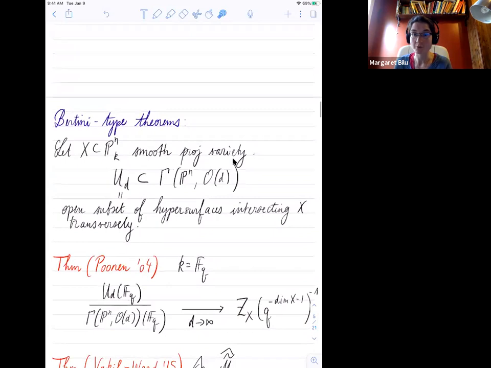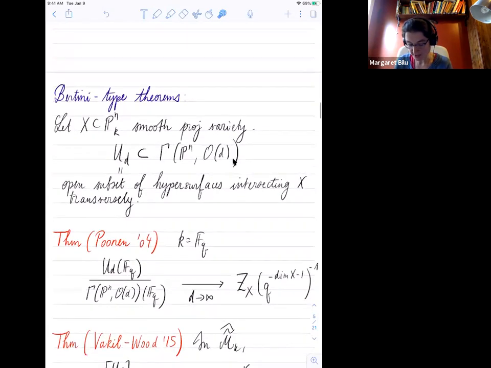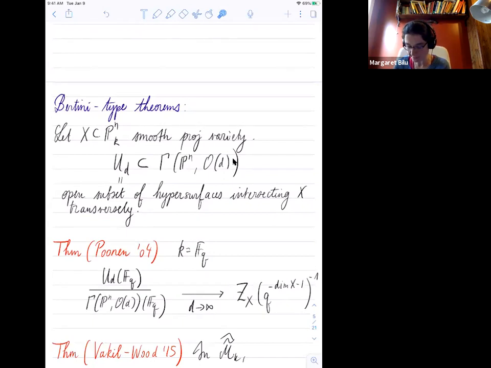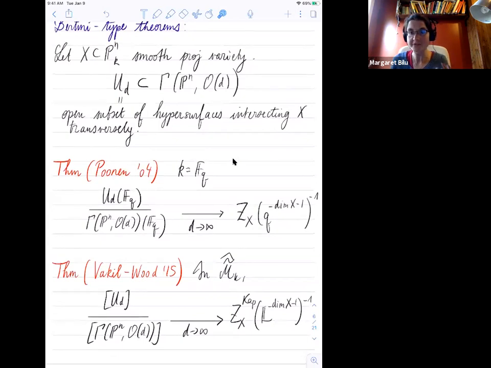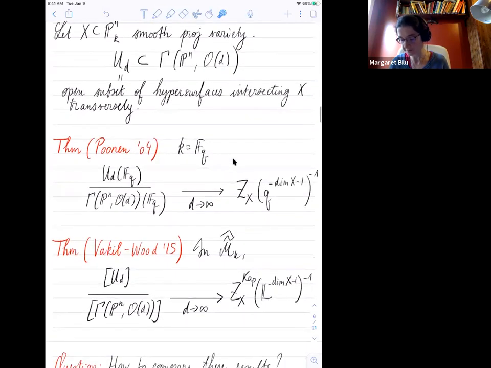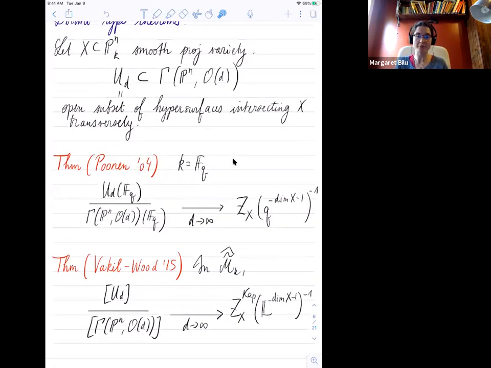And the corresponding motivic lift is this theorem by Vakil and Melanie Wood, which says the following. If I now take the motivic proportion, so the class U_d in the modified Grothendieck ring, divided by just the total space of all polynomials, which I note is a vector space, so it's invertible in the localized Grothendieck ring, so I can divide by this. And this has a limit in the dimensional topology, and this limit is given in terms of Kapranov's zeta function.